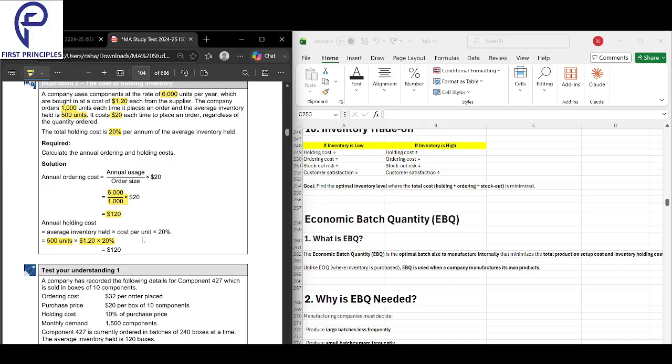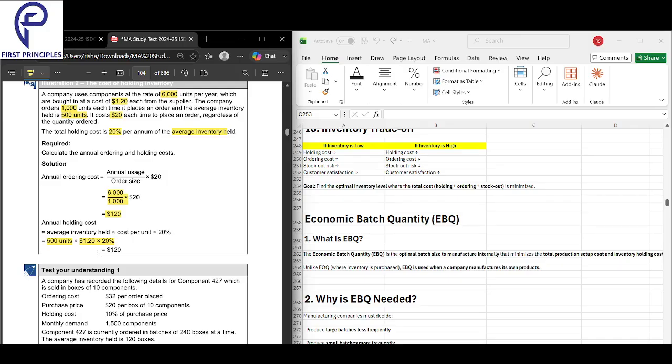So average inventory held is 500 units, but you don't want cost in units. You want it in dollars. So the cost per unit is 1.20. So you take 20% of the average inventory. So two things are here: 20% as it is, and average inventory, you do 500 into 1.2.